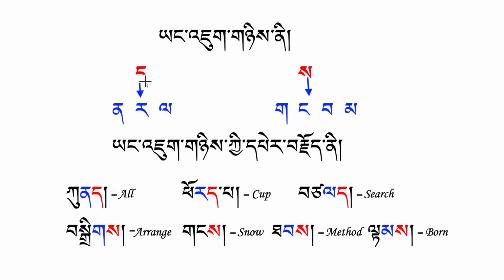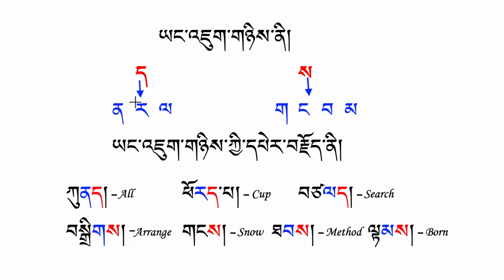Okay, one more. Ta, sa. These two letters are called Yangjuk. So that means these two letters, ta, sa, are not only Genjuk, but also Yangjuk. They also go as Yangjuk. They become also Yangjuk.